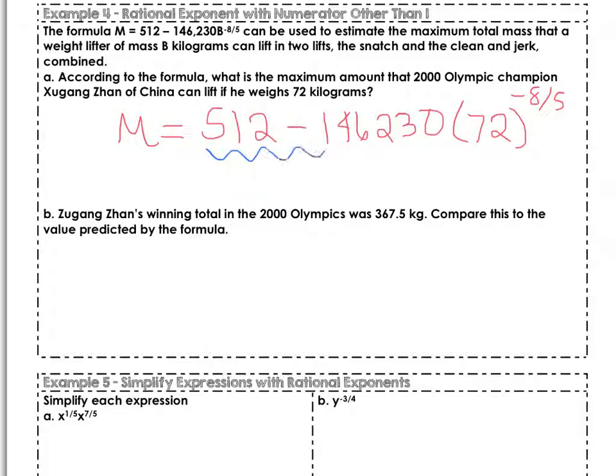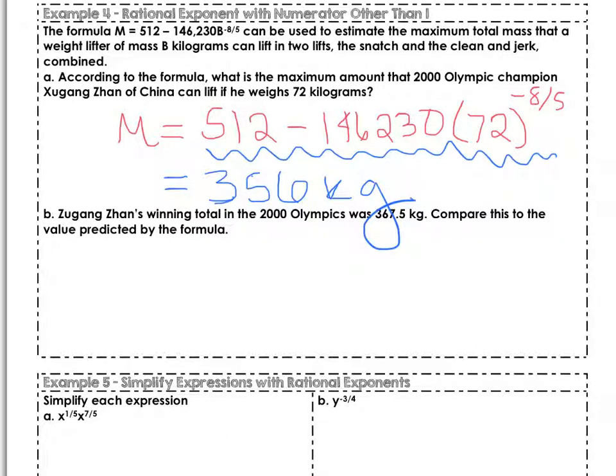Like I said, please make sure you're typing this into your calculator, okay? When you type this into your calculator, you should get approximately 356. And in the context of this real-world problem, our units are in kilograms. And this is the maximum amount that this 2000 Olympic champion can lift, okay? So, comparing this to the predicted formula, he actually lifted 367, so he lifted more than what the formula predicted, okay? So now let's keep on going.